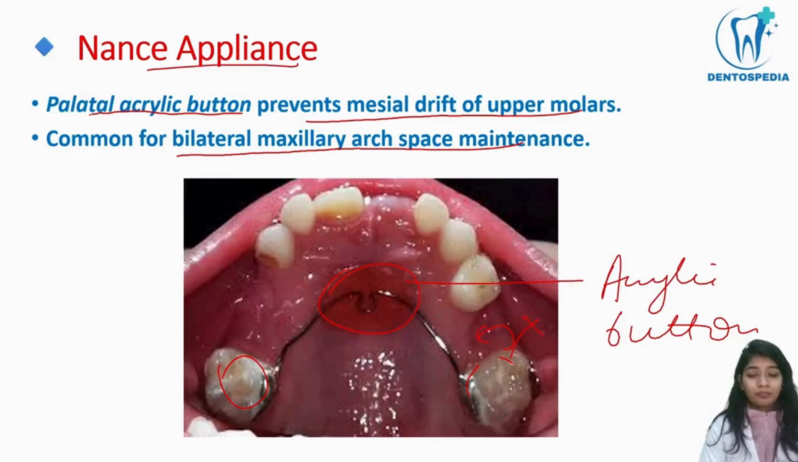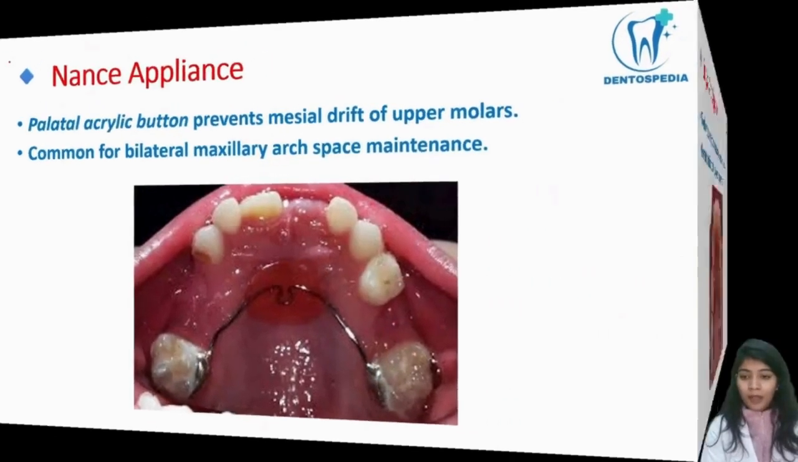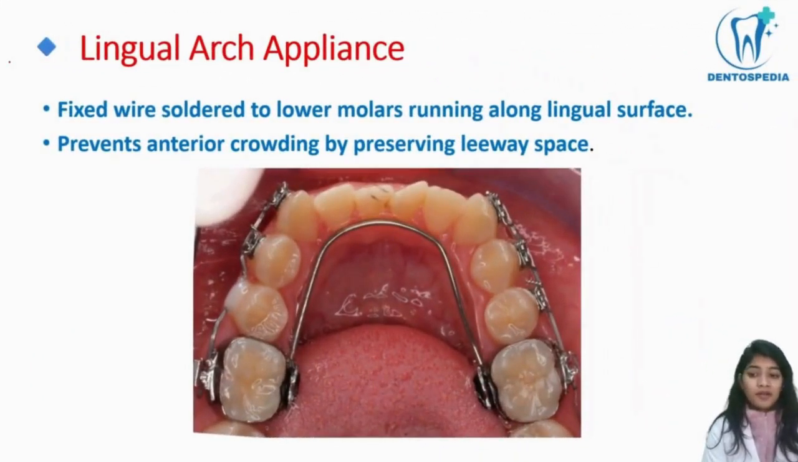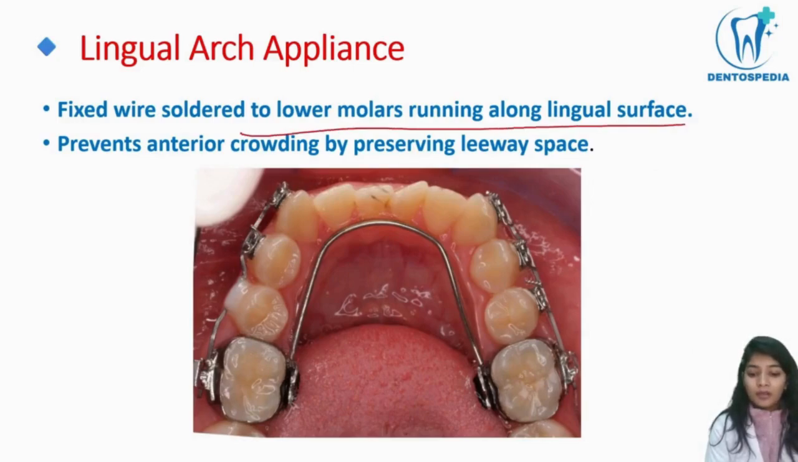Understood? So that is the Nance appliance, the Nance holding arch. Next will be the lingual arch appliance. It is a fixed wire soldered to the lower molars running along the lingual surface. You can see a wire is soldered here and it is placed lingually. Understood? It prevents anterior crowding by preserving the leeway space.